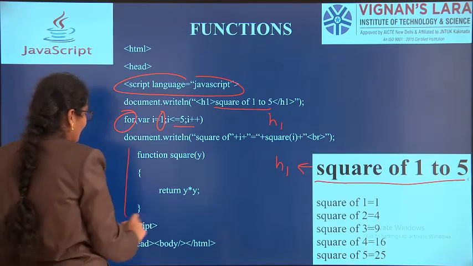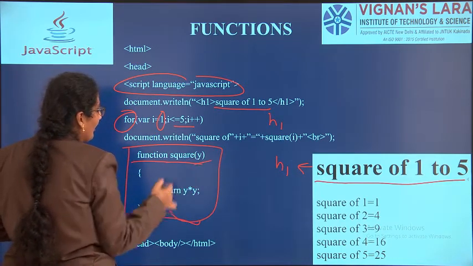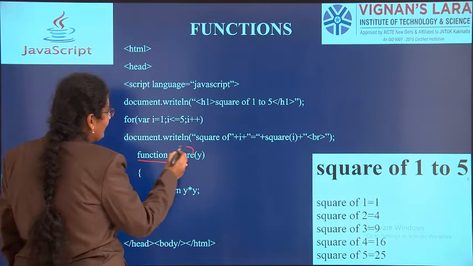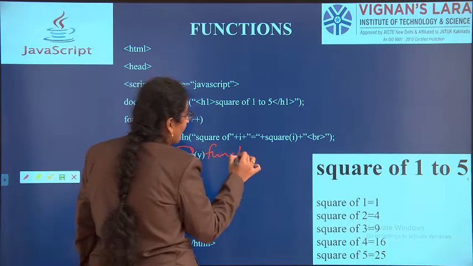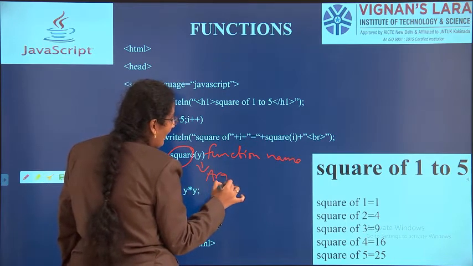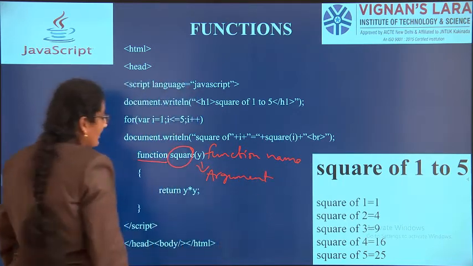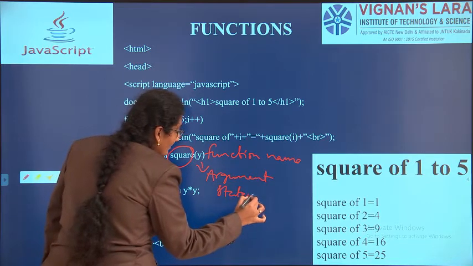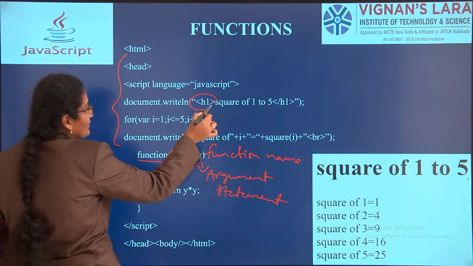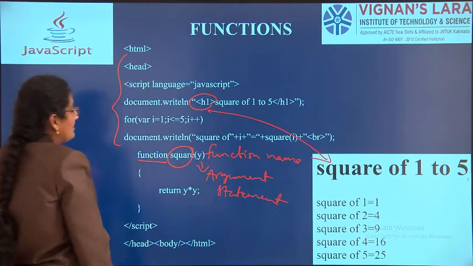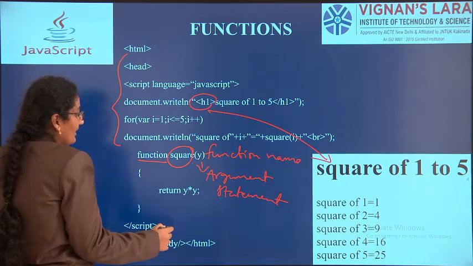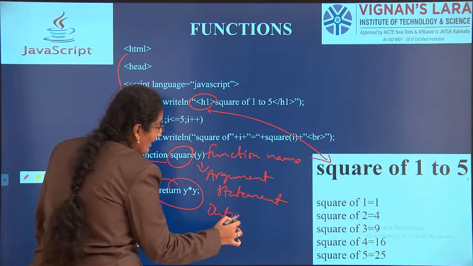For square, I have written the function: function name, argument list, statements. So what happened here? The function name is square. Square is the function name. What argument have I passed? y is the argument. What statement have I given? y into y is the statement. You know all these things, and you know the h1 tag for different font size. So the function name is square, the argument list is y. What do we want to return? We return the final output.